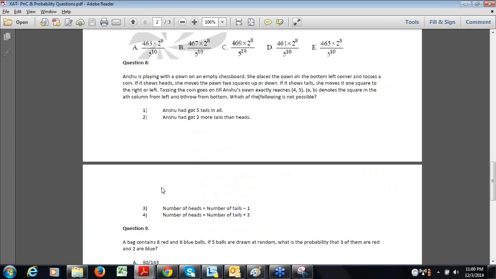Okay. So question number 8. What does it say? Anshu is playing with a pawn on an empty chessboard. She places the pawn on the bottom left corner and tosses the coin. If it shows heads, she moves the pawn 2 squares up or down. If it shows tails, she moves it 1 square to the left or to the right. Tossing the coin goes on until Anshu's pawn reaches 4, 5.